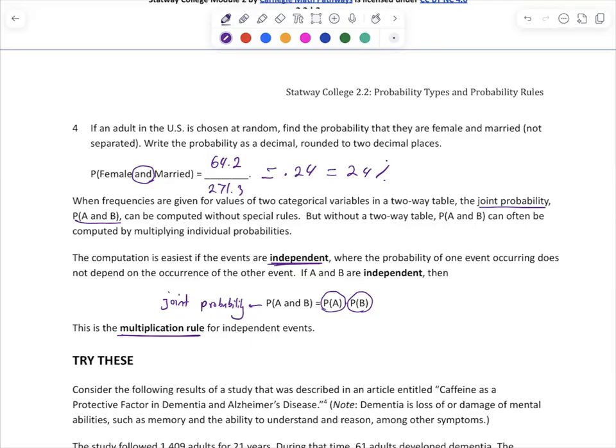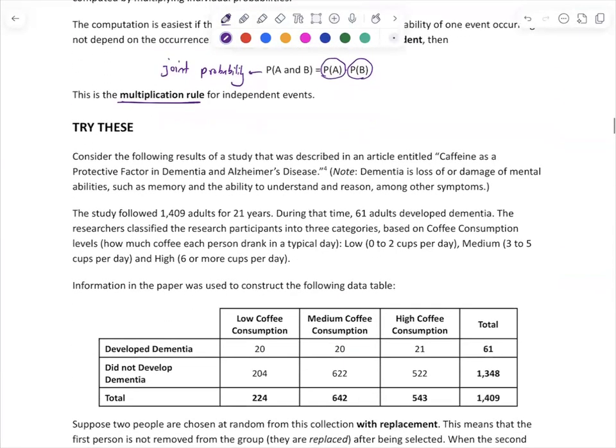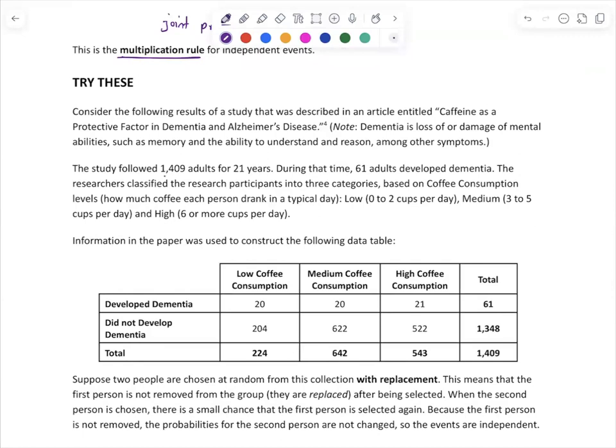If events are not independent from each other, you're not allowed to do that. Consider the following results of a study that was described in an article entitled Caffeine as a Protective Factor in Dementia and Alzheimer's Disease. Take a look at the following table. This is a study that follows 1,409 adults for 21 years. So when it comes to statistical analysis, data science, the data over time are very important. During that time, 61 adults developed dementia.